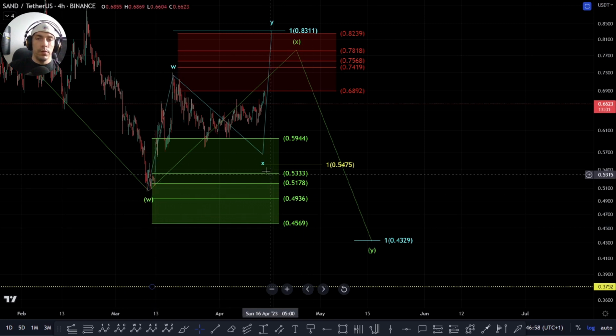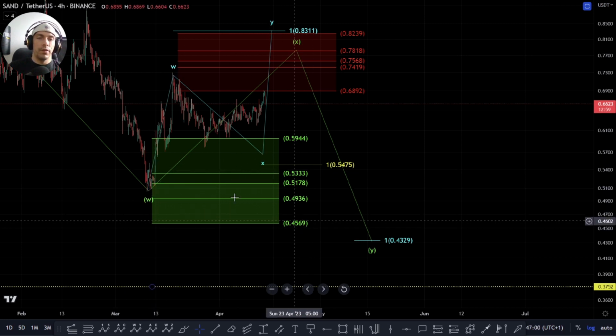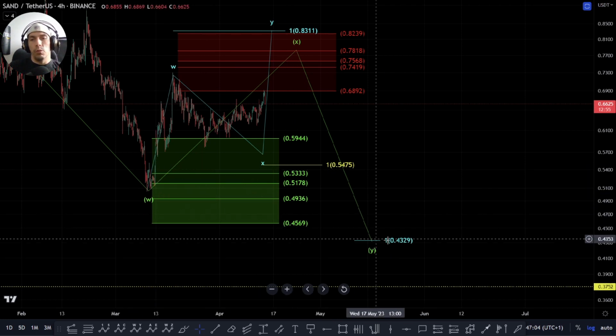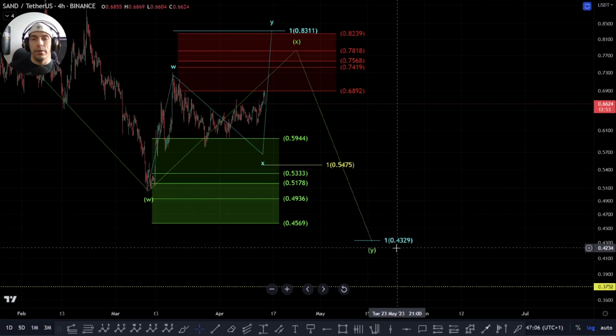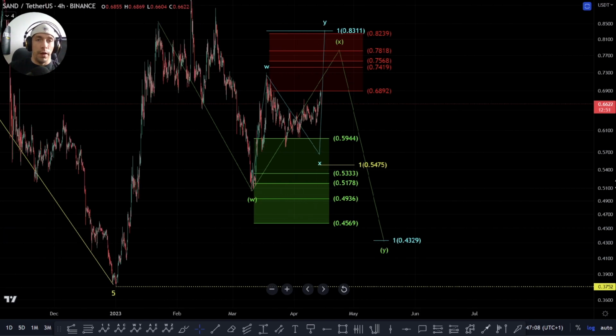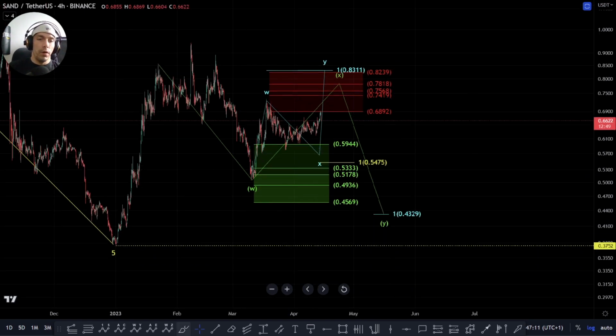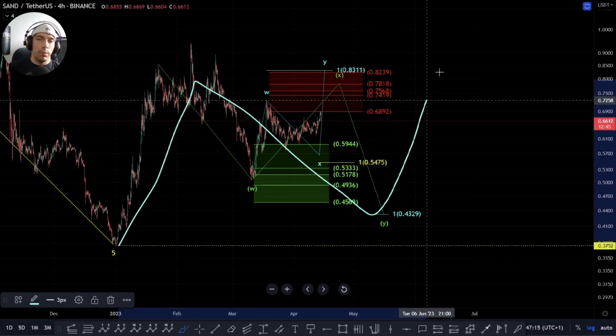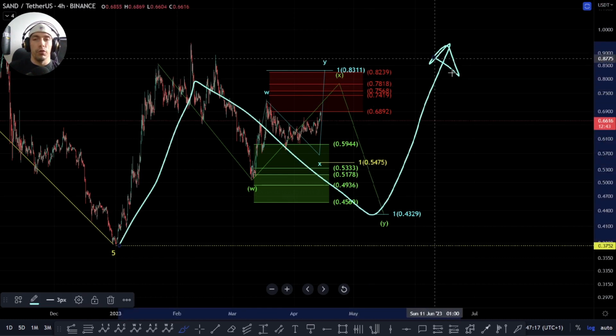So if we do lose this low, obviously that 45.69 is going to be a key point to keep within this zone. But 1-to-1 would technically bring us down towards this 43.29. So this kind of a move wouldn't invalidate that potential of upside here still, where this whole thing could be ABC and we could still see that push up.